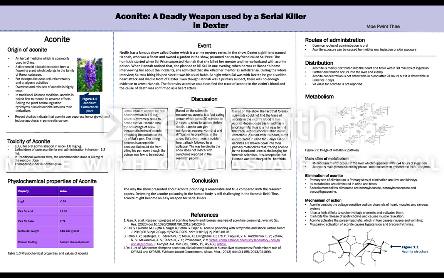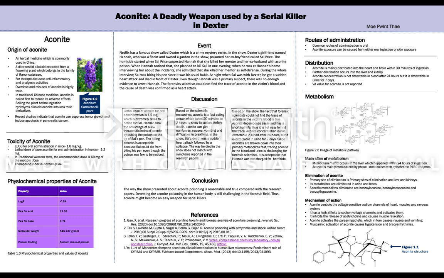It has a high affinity to sodium voltage channel, and it activates them. It also inhibits the release of acetylcholine and causes the muscle relaxation. Also, aconite activates the parasympathetic nervous system, which in turn causes the nausea and vomiting. Activation of aconite causes hypotension, arrhythmias. And so this is pretty much the information about aconite.